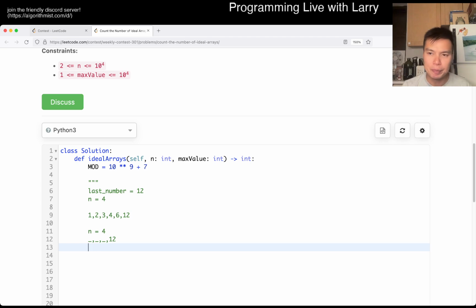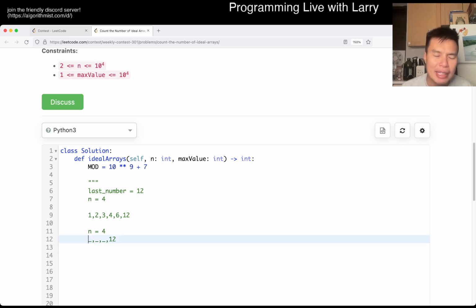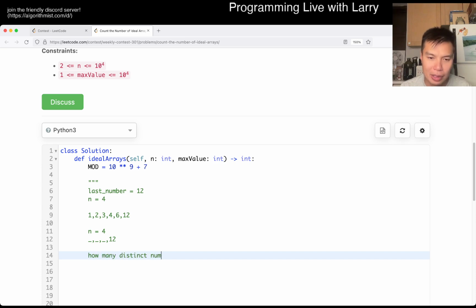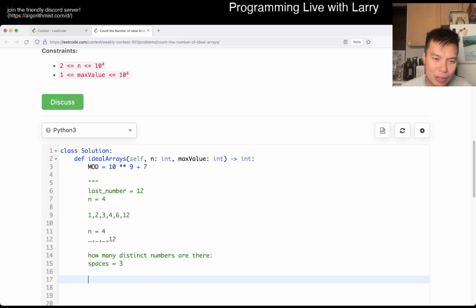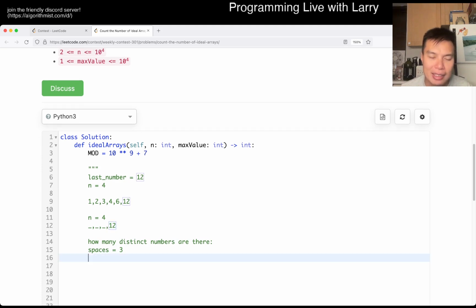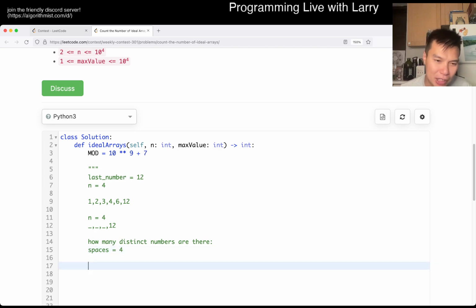But basically now, here in the spaces, how many distinct numbers are there, right? Let's say, keeping in mind that spaces is equal to 3, because the last space is used by the last number. And here we don't want to use 12 again because, well, we can use 12 again actually, but it depends how you construct it. Maybe I confused myself here. So okay, let's just say spaces is equal to 4, but one of them has to be a 12, right?